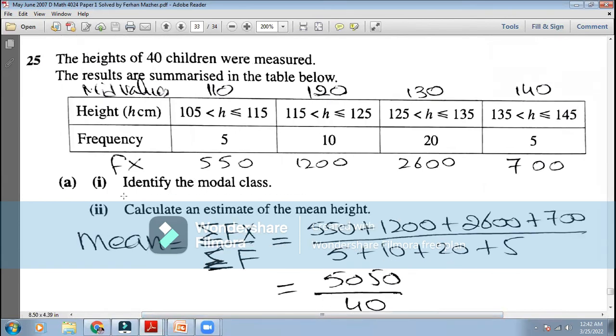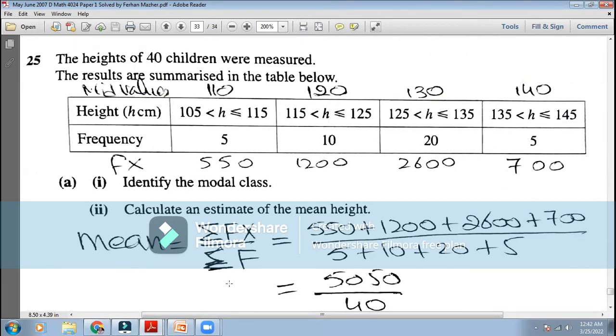So I have found the mid values here. You can see 110, 120, 130, 140 multiplied with the f. 110 times 5 gives 550, 120 multiplied by 10 gives 1200, 130 multiplied by 20 will be 2600, and 140 multiplied by 5 will be 700.